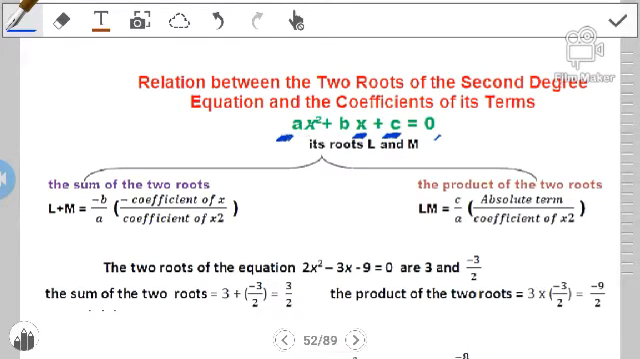اللي قدام x^2 ده اللي هو a، واللي قدام x هو b، والـ absolute term اللي هو c، دول هم coefficients of the quadratic equation. ماشي، coefficients دول ليهم relation مع two roots.